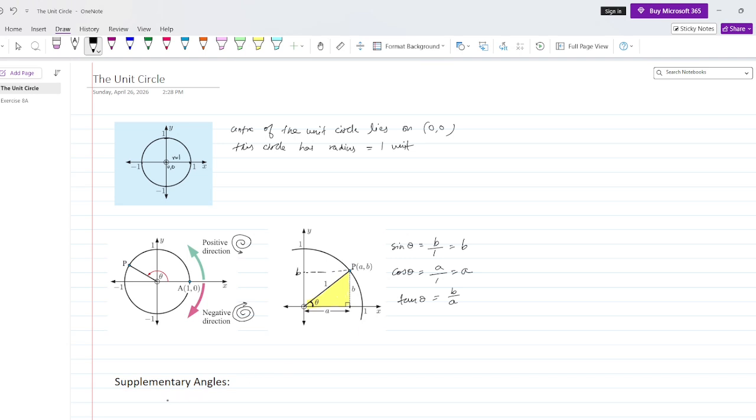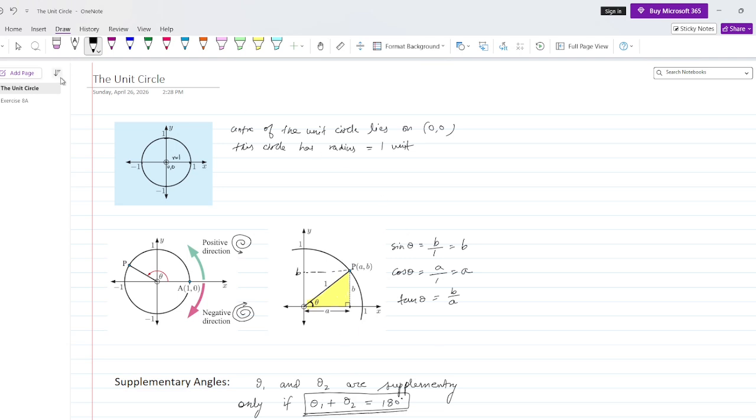Now let's come to the point of supplementary angles. So we can say theta 1 and theta 2 are supplementary only if theta 1 plus theta 2 equals 180 degrees. So for two angles to be supplementary, this condition must be true.